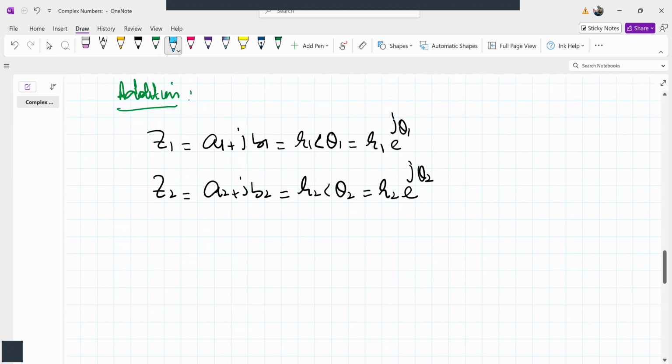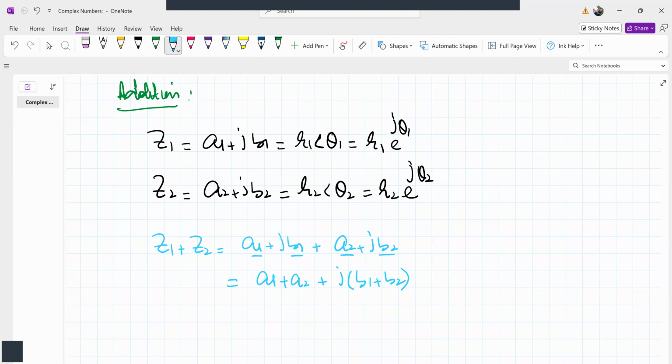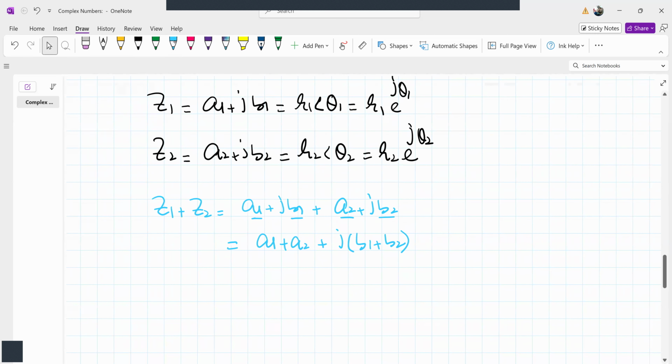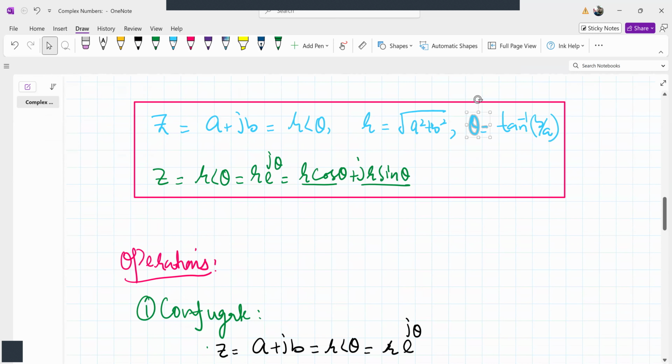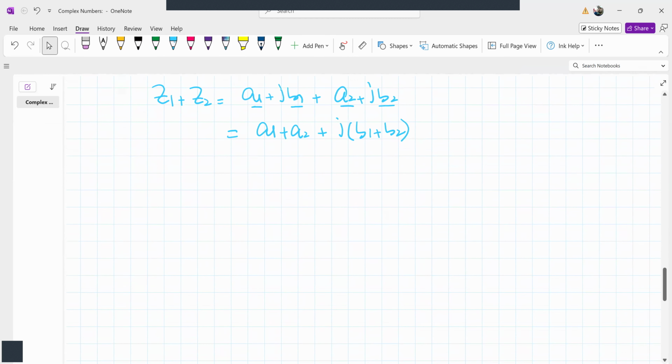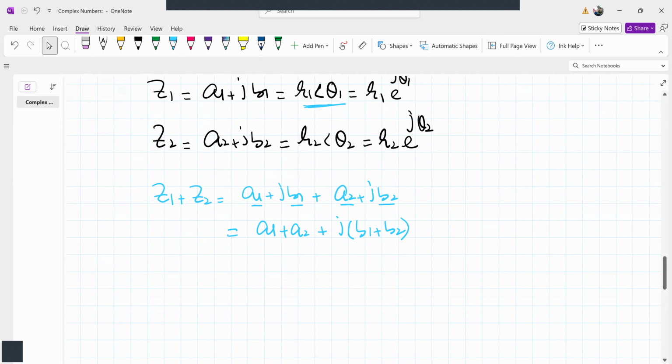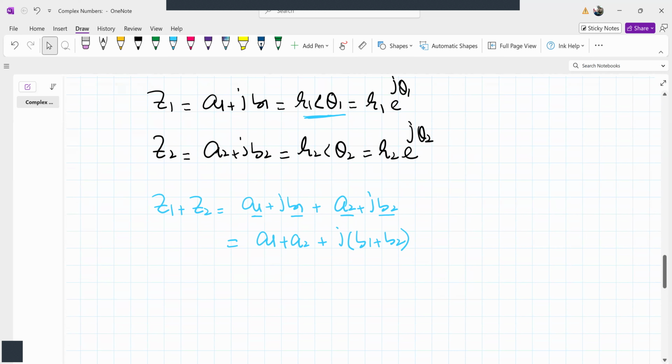Now how do we perform the addition? Remember, addition is always preferred in rectangular form. So we can simply add the two complex numbers like this: a1 plus j b1 plus a2 plus j b2. We add the real part with the real part, so it will be a1 plus a2, plus j times b1 plus b2, taking j common from these two. So we are adding the real part with real part and imaginary part with imaginary part. Now, what if the polar form was given, not the rectangular form? Then you will convert it into the rectangular form first, using this relationship, and then we can perform the addition. If the rectangular form was directly given, you can do the addition like this. Okay, all right.